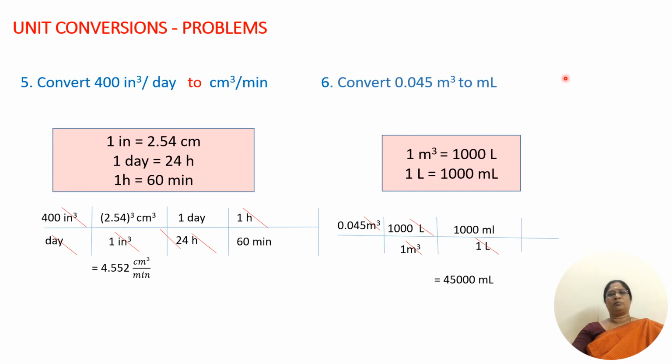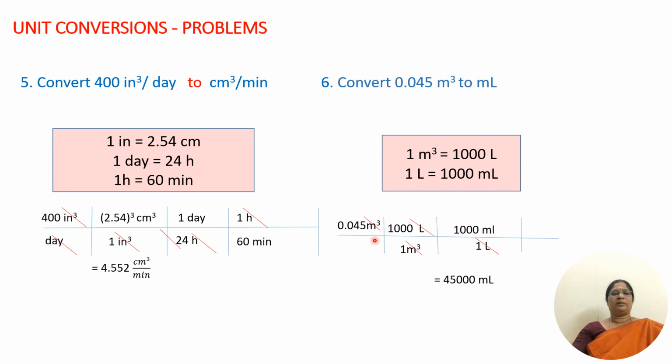So last one is one more simple problem. We are going to convert 0.045 meter cube to ml. First, we need to write down the conversion factor between meter cube and ml. We know the unit conversion between meter cube and liter, and then we will write down the unit conversion between liter and ml. 1 meter cube is equal to 1000 liter, and also we know 1 liter is equal to 1000 ml. Write down the problem 0.045 meter cube.